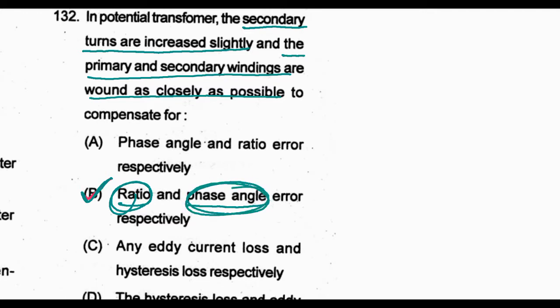Already I have explained in the previous question phase angle error in case of current transformer. Similarly, phase angle error is also seen in case of voltage transformer, and this can be minimized by making the primary and secondary windings as close as possible.